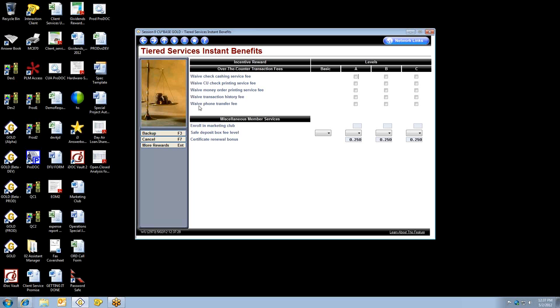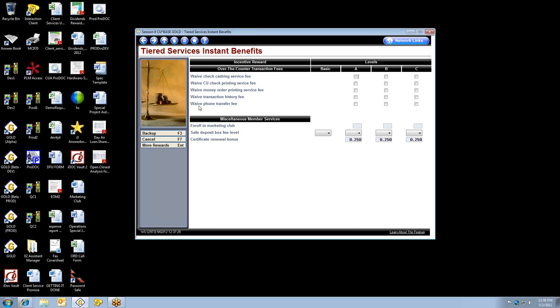So instant benefits are going to be interactive fee waivers that are performed throughout the system based on the level that the member has achieved. There aren't any waivers that need to be manually waived. Because of a member's tier level, they would simply automatically not appear as you look and work throughout the system.